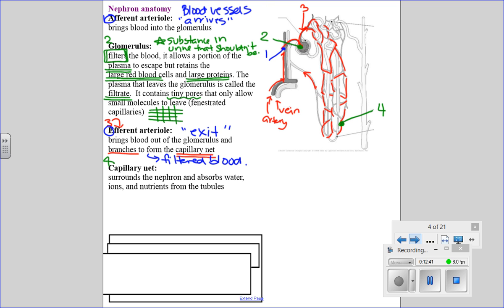Now, in terms of blood vessels, does anyone have any questions that they'd like to ask about blood vessels?